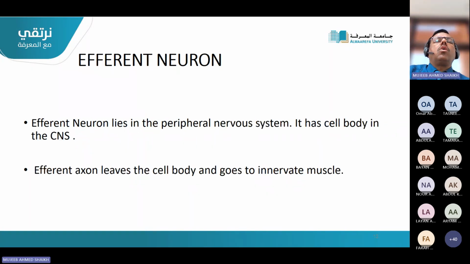Whereas efferent neurons are also known as motor neurons. They carry the information from the central nervous system to the periphery. That's why they are called efferent neurons, and they innervate either glands or muscles. They carry the information to the glands or muscles.